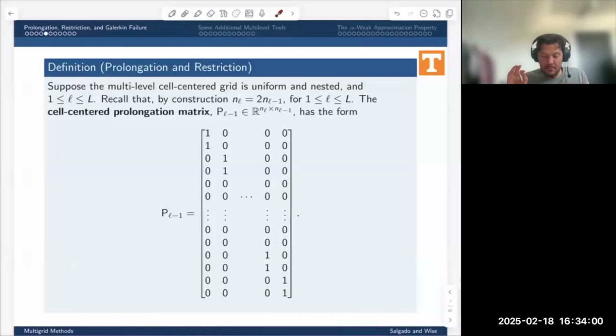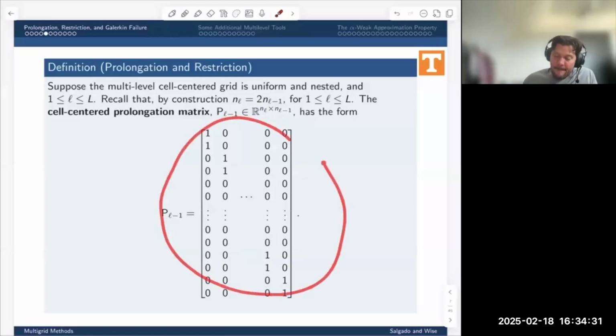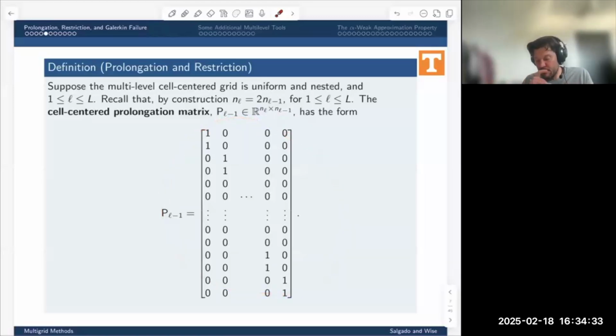So let's do this completely generically. Suppose that I have the level number being between 1 and L. So by construction, N_L is equal to twice N_{L-1}. The cell-centered prolongation matrix, P_{L-1}, that's kind of the definition, is a matrix that has twice as many rows as it has columns, and it is of the form precisely like that. So let me give you the pattern here.